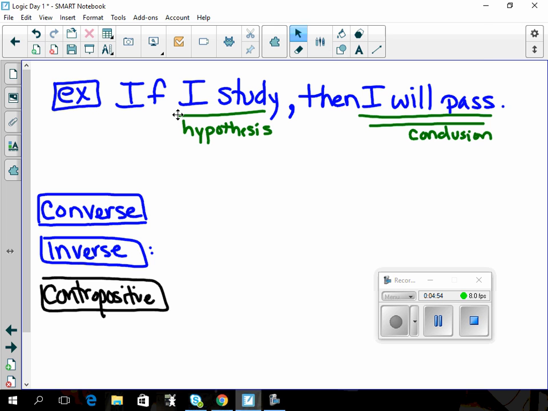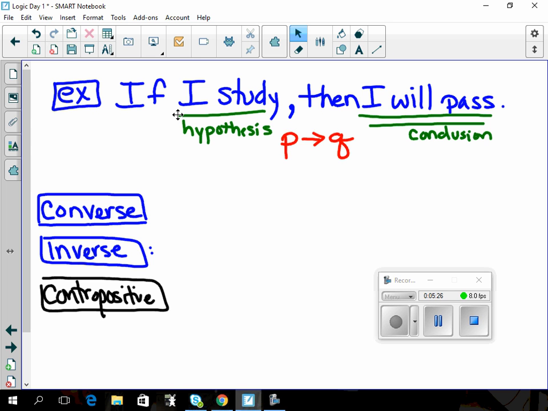Can we put this in symbol form? What would the symbol form be? What does the if then translate to as a symbol? The arrow. So in symbol form, we would be P, arrow, Q. Do you agree? Okay, good. So what I want us to do is think about how we could write the sentences for all three of these things.